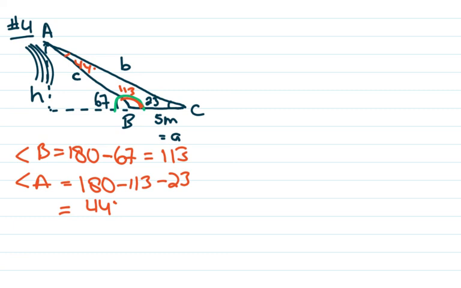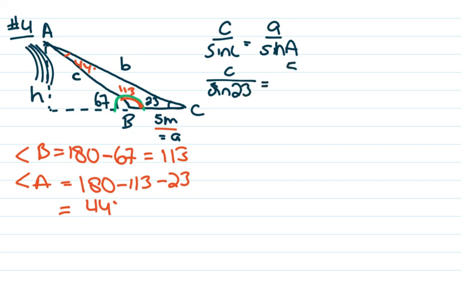So since we have the angle A is 44 degrees, and we know that side A is 5 meters, that's a complete ratio. And we know angle C is 23 degrees, so then we can solve for side C, which we need in order to make this right triangle work. So let's set up that ratio to start. So C over sine C equals A over sine A. C we don't know. Sine C is sine 23. A is 5. And sine A is sine 44.